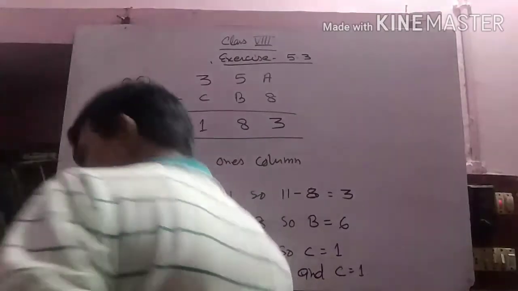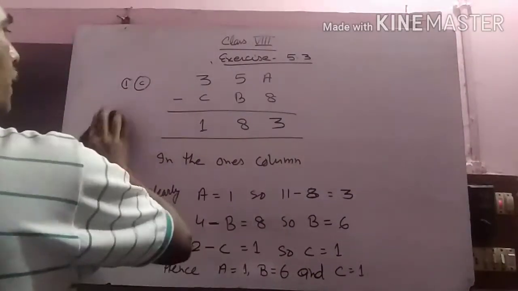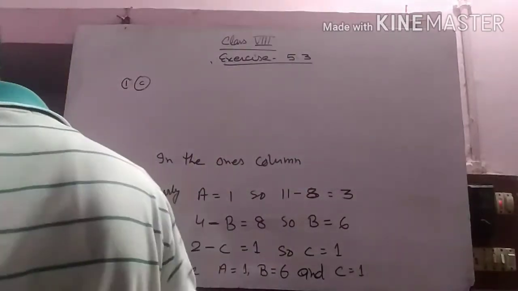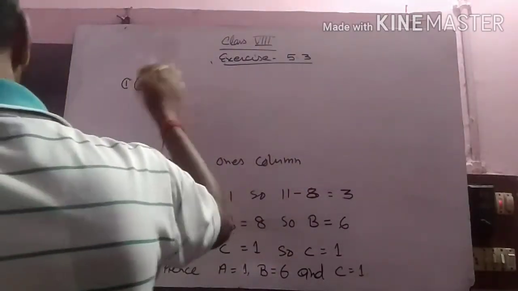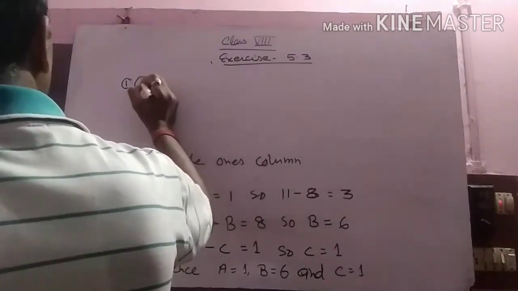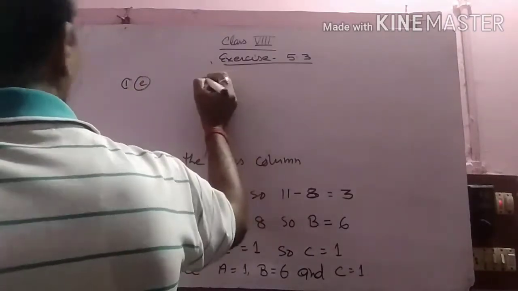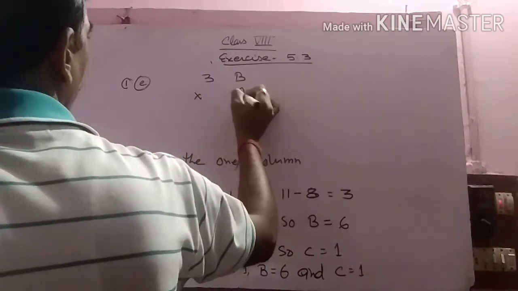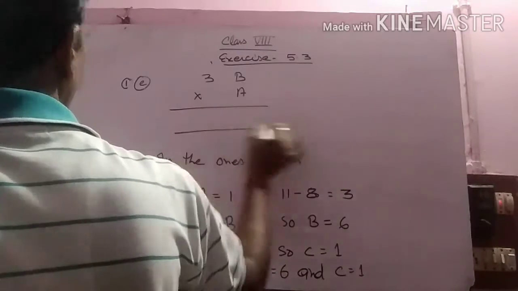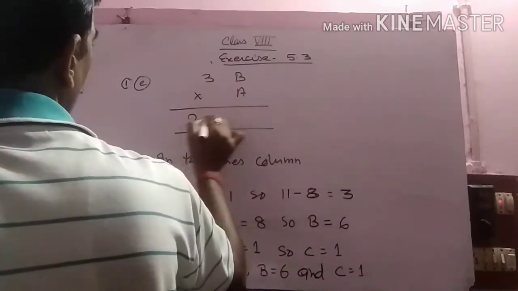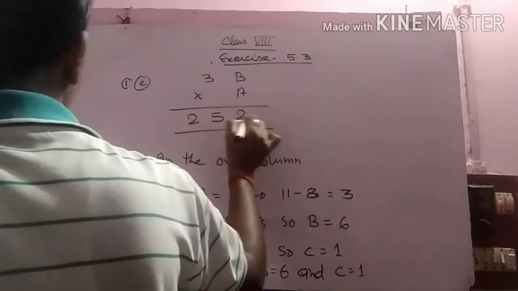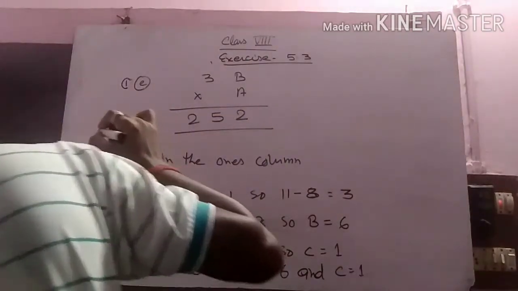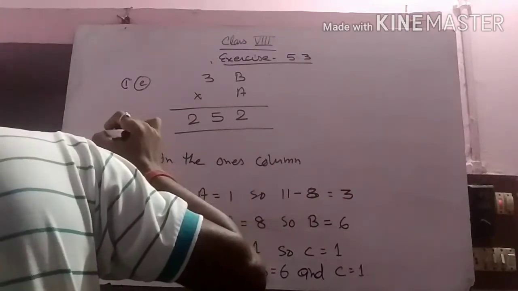In the same way we can multiply also. Question number E is given here as 3B into A. The answer given is 252.